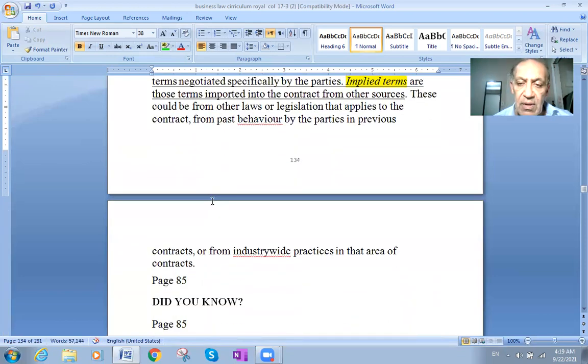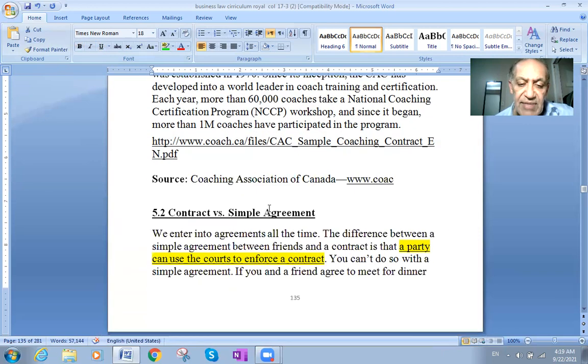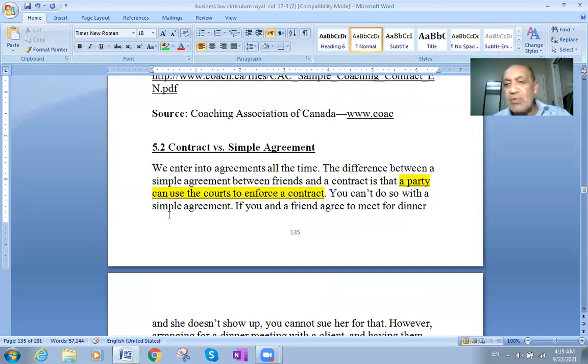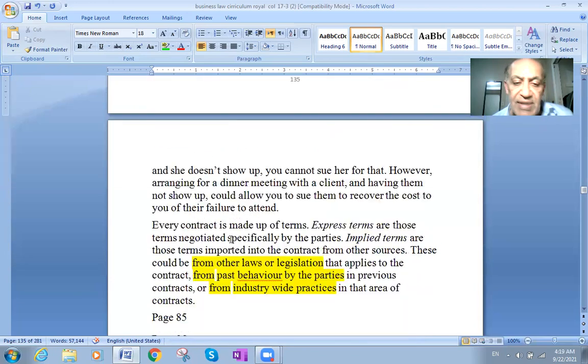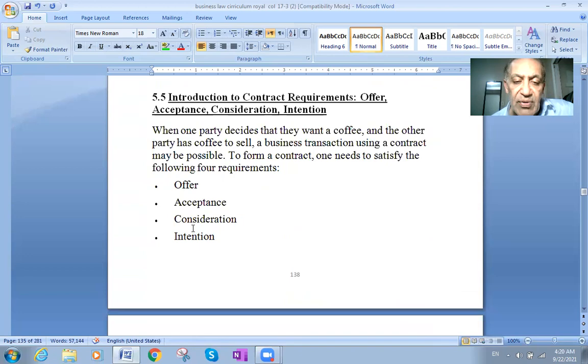And now, what about the kinds of contracts? We have simple contracts. Even the simplest contract will often involve multiple pages, because it's always including many pages. It's not only about one page. It must go into details. And we talked about the simple agreement and the contract and the difference between both of them.